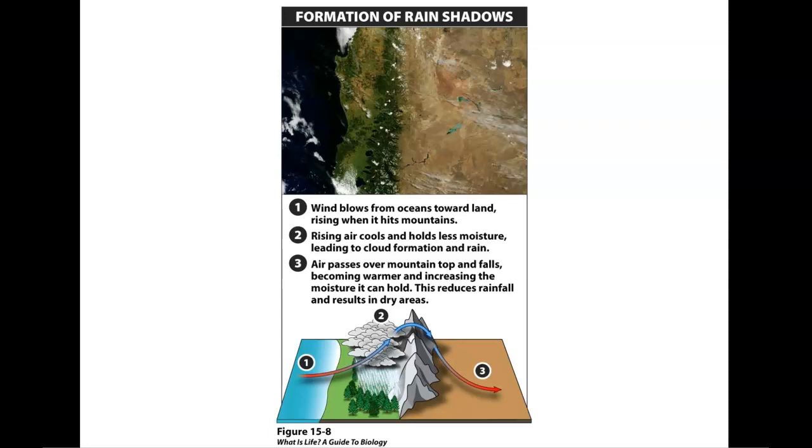Now the air passes over that mountaintop and then it falls, becoming warmer, and increases the moisture that it can hold. So it reduces the rainfall on one side, and then you're going to have all the rain on the other side. We see this a lot in our area in Virginia, where we see the snow, for example, in the winter move across the mountains. So one side of the mountain will end up getting a lot of snow, and then we live on the other side and we don't get as much snow. And so this is why our area gets less snow than the other side.